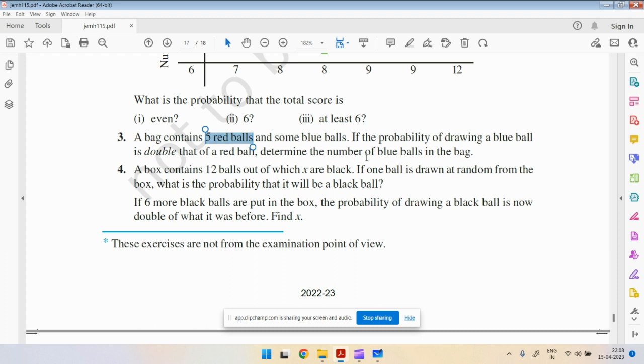And next is the fourth question. A box contains 12 balls, out of which x are black. If one ball is drawn at random from the box, what is the probability that it will be a black ball? If 6 more black balls are put in the box, the probability of drawing a black ball is now double what it was before. Find the value of x.